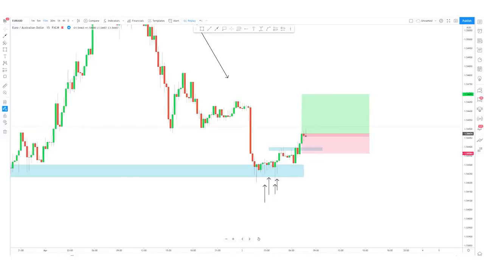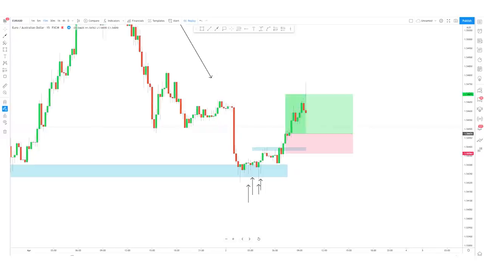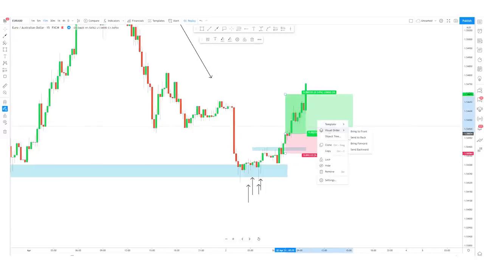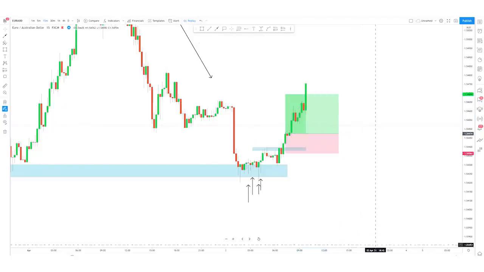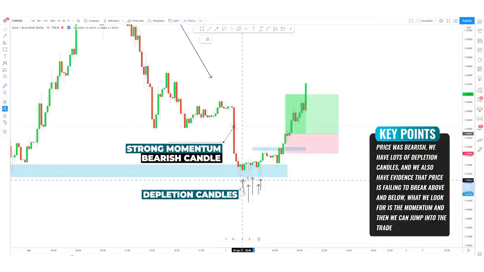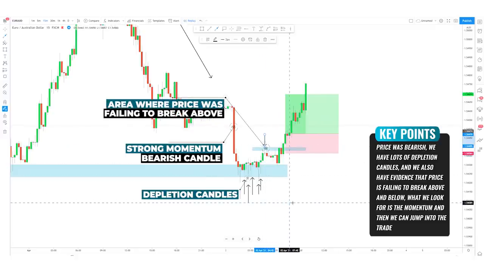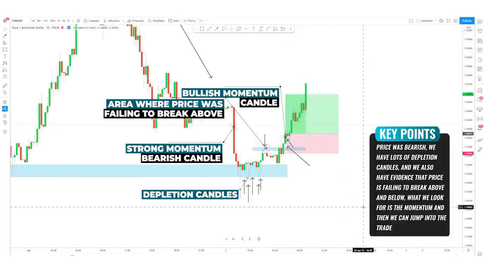Now we have enough evidence and confirmation that we can take this trade with a very, very high chance of this trade winning. How do we identify that this was a good trade? Simply because price was bearish, we have lots of depletion candles here, and we also have evidence that price is failing to break above and below. What we look for is the momentum, and then we can jump into the trade.